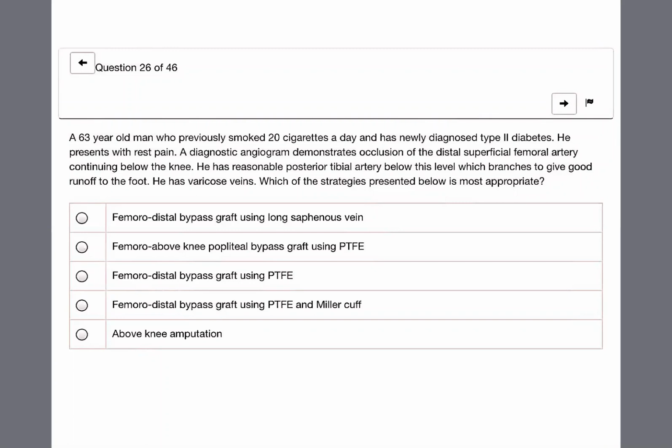Okay, so what are the options here? We have simple polytetrafluoroethylene, or with the vein, or without vein, or amputation. This patient will go for an anatomical bypass. This is a young patient, about 63. He has what's called mostly Buerger disease. His angiogram showed a long occlusion of the distal femoral artery, continuing below the knee.